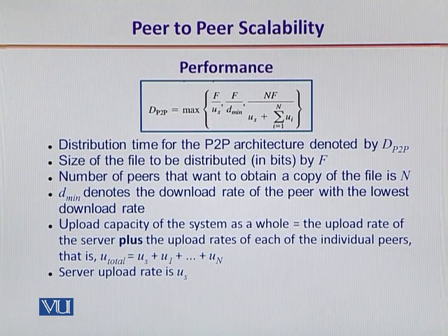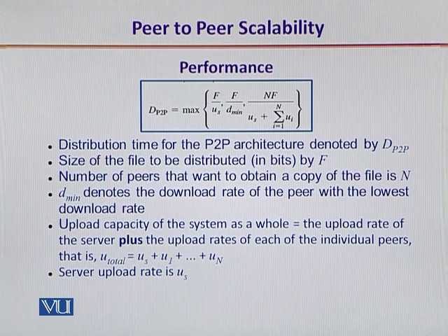Now, if we get back to the performance expression to determine the scalability, we would like to know if the distribution time in peer-to-peer is more bounded and limited as compared to the client-server architecture. Here, in this expression, we see a new term, that is NF divided by the uplink speed of the server and the uplink speed of all the users.